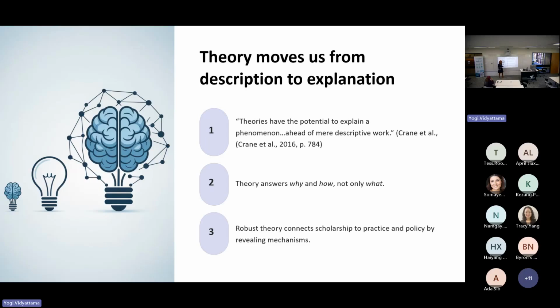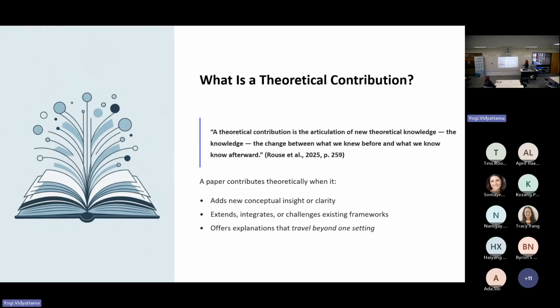So practice could be beyond managerial, again, by revealing mechanisms. So the mechanisms are what we basically answer by the question of why and how. Now we're looking at what is a theoretical contribution. And again, this is one of the latest definitions, 2025. I thought this was really interesting, the way they phrased it here.